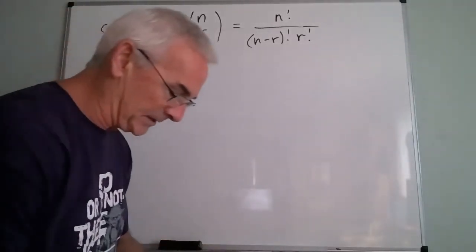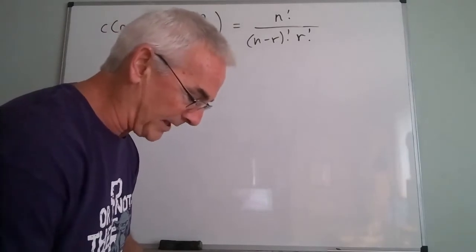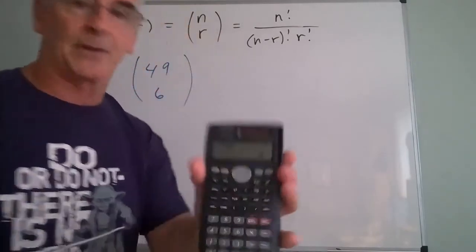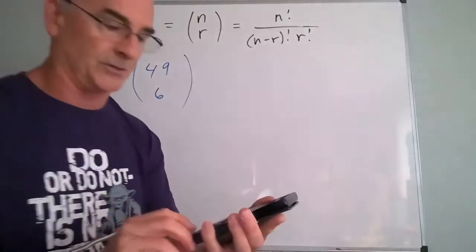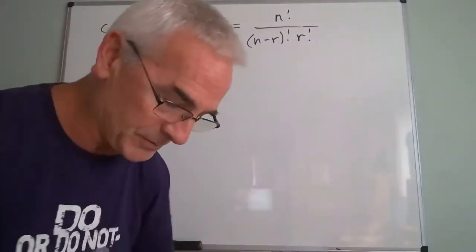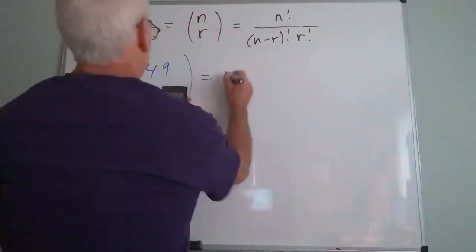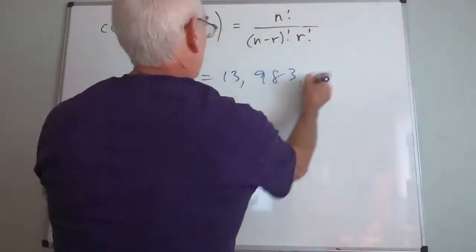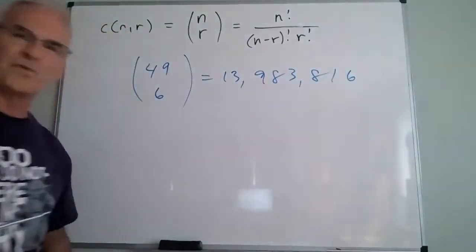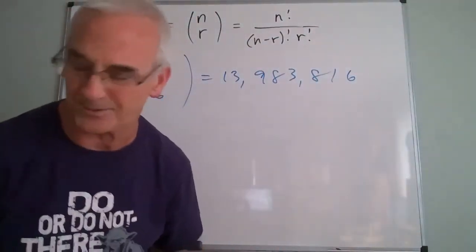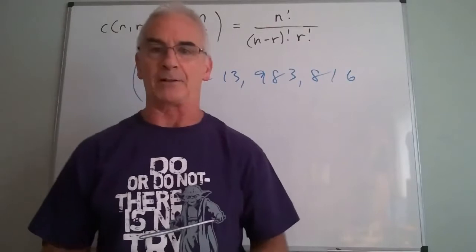But if I said, how many ways could you fill out a lottery card? You just simply enter 49 choose 6 on your calculator. And the number is, well, large. This is 13,983,816, almost 14 million different ways you could fill out a lottery card.